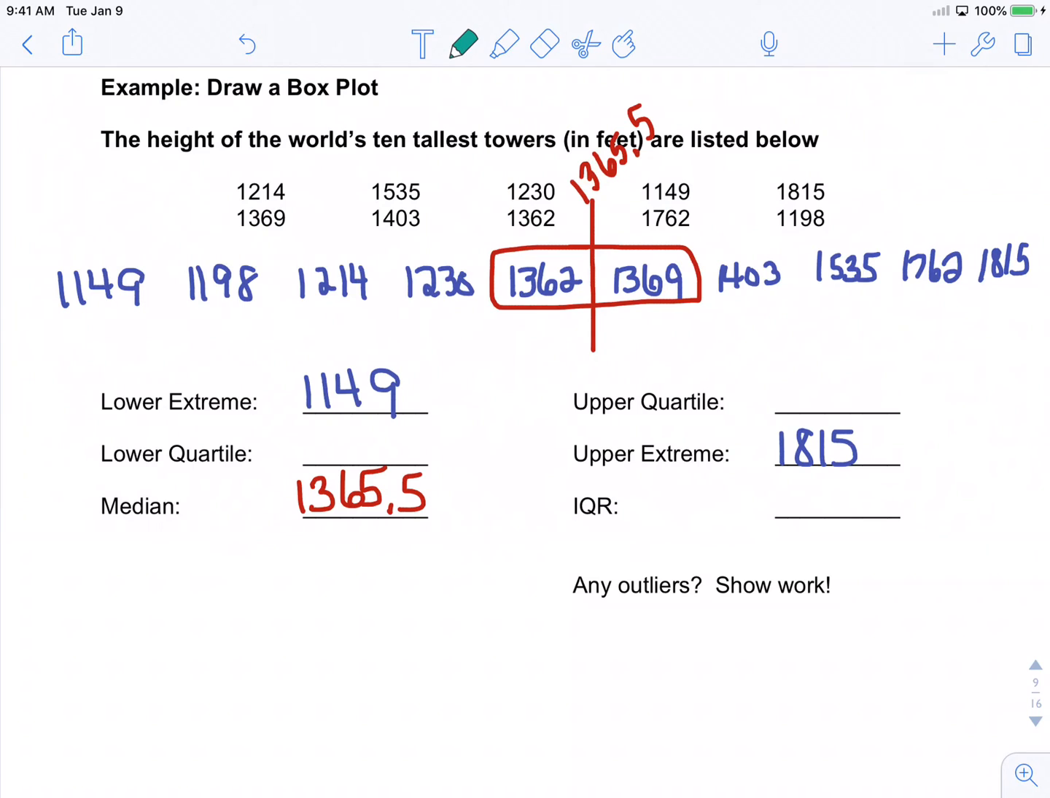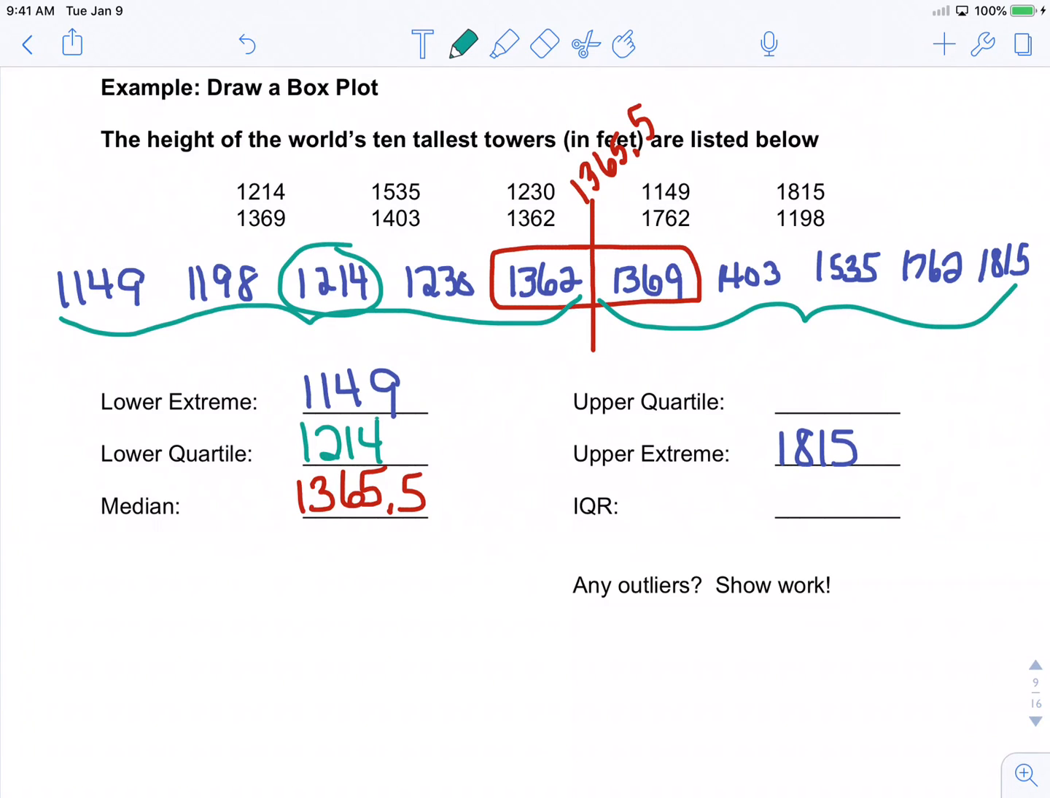Now I'm looking at the lower quartile. The lower quartile is going to be the middle of that lower half of data. I now have 5 data values that my median has divided it into, and I need the middle of that. It looks like 1214. The upper quartile is the median of the upper values. Again, I now have 5 numbers. I'm finding the middle of those 5, and that's 1535.